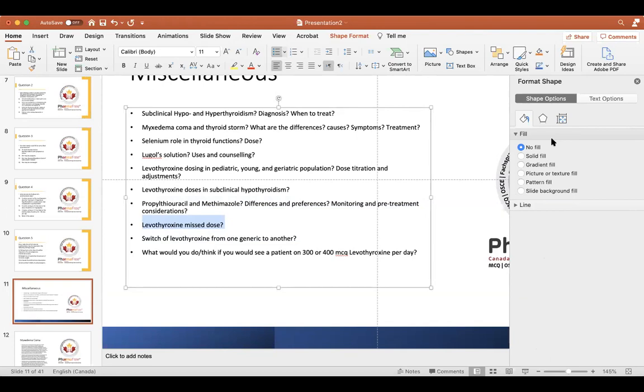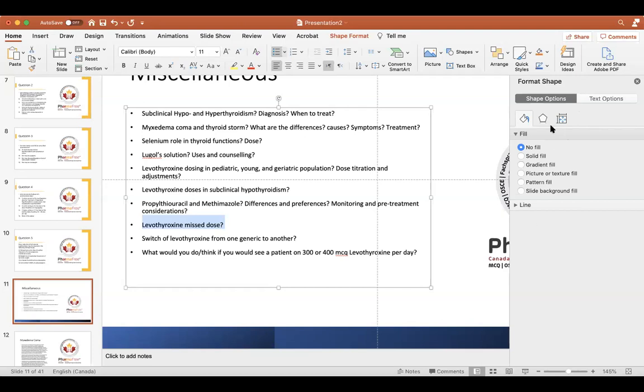Doctor, I guess he should take it as soon as possible, unless it's time for the next dose, then he should skip it. Should skip it. Okay. Of course, it should be on an empty stomach, with the same precautions.